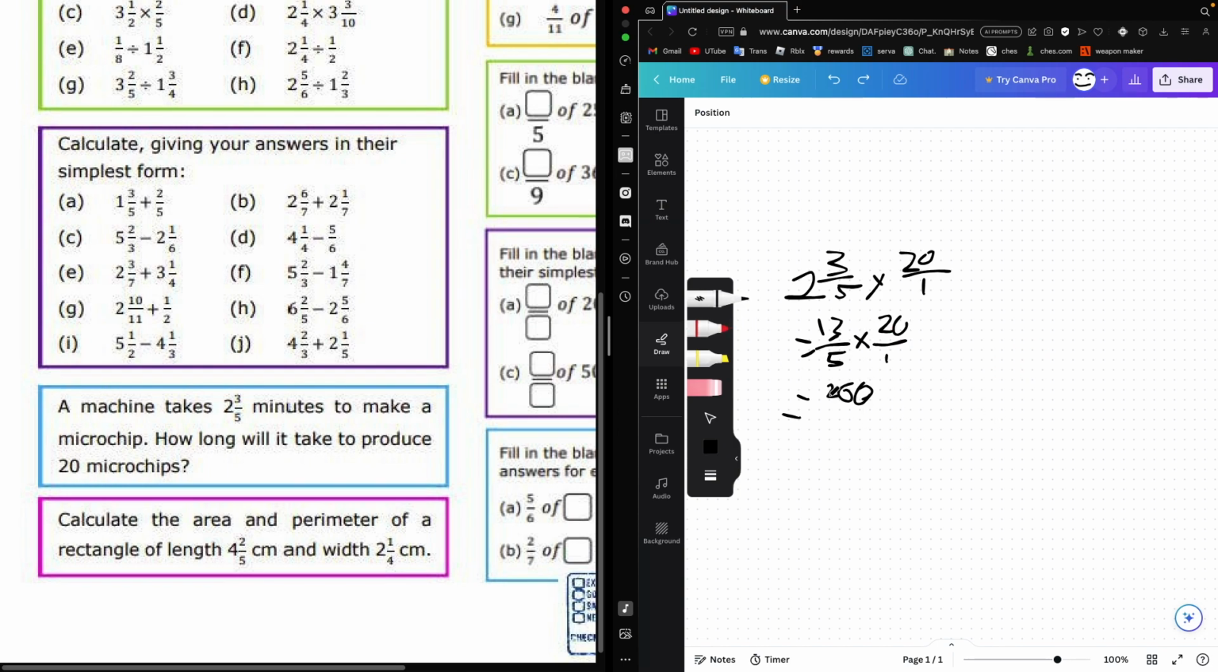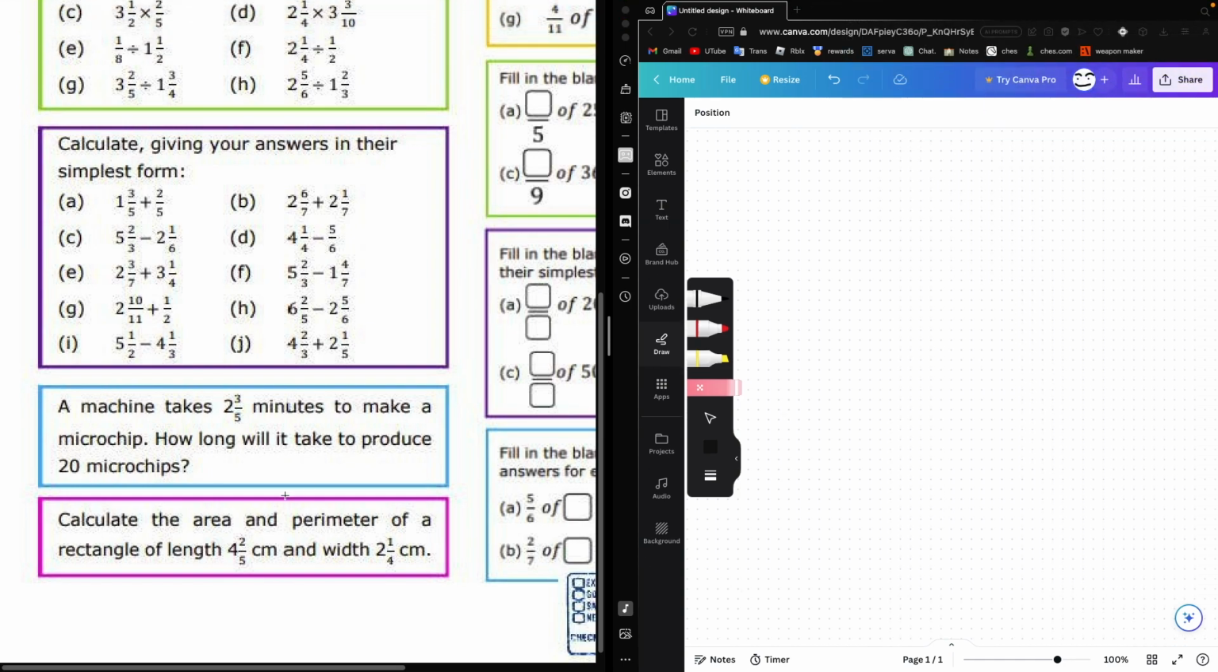So 260 over 5 times 1, 5. Make that into a mixed number. That will be 260 divided by 5. 5 into 26 is 5, 25, remainder 1, then 10, 2. So the answer is 52 minutes. Okay? Next question.